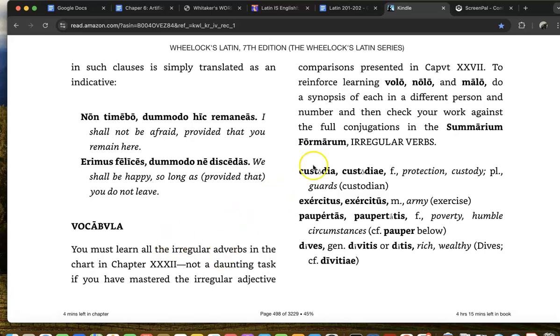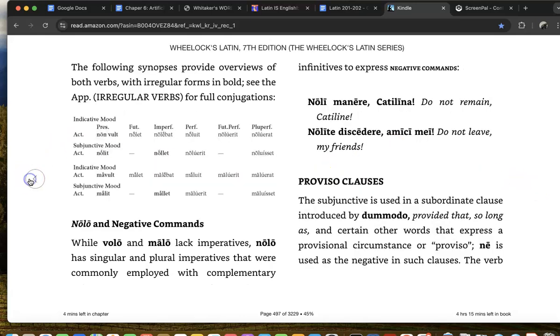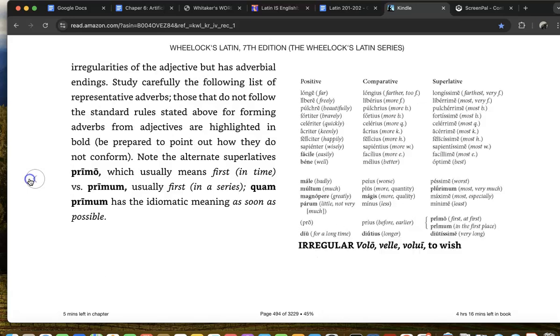And then here's our vocabulary. We don't have a lot of vocabulary because the book wants us to memorize and to learn this group of adverbs, again, which are often based on adjectives. So hopefully many of these words and roots look familiar.